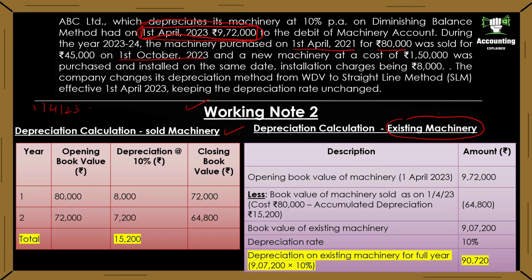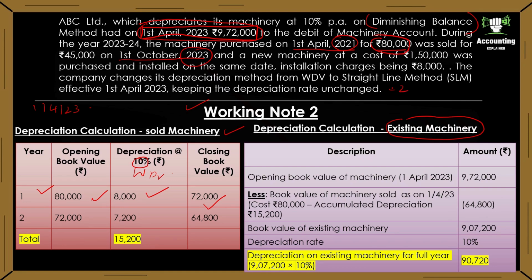Now, let us come to the depreciation calculation for the sold machinery. For the sold machinery, we charge depreciation under the diminishing balance, right? Till 1st April 2023, they were following the WDV method. So here, WDV method is followed. Sold machinery, purchase price is 80,000. First year, 80,000, and WDV is at 10% rate. So 80,000 at 10% is 72,000. This machinery was bought on 1st April and sold on 1st October 2023, 2021 to 2023.